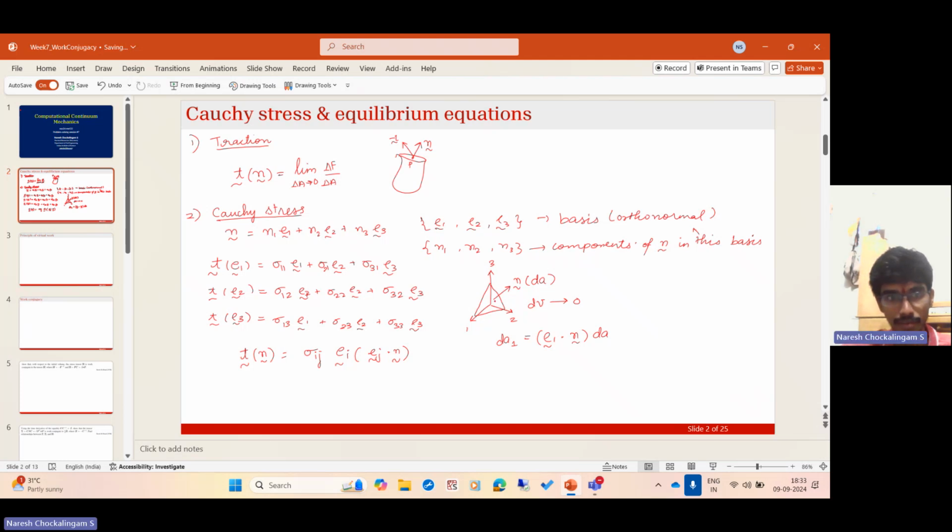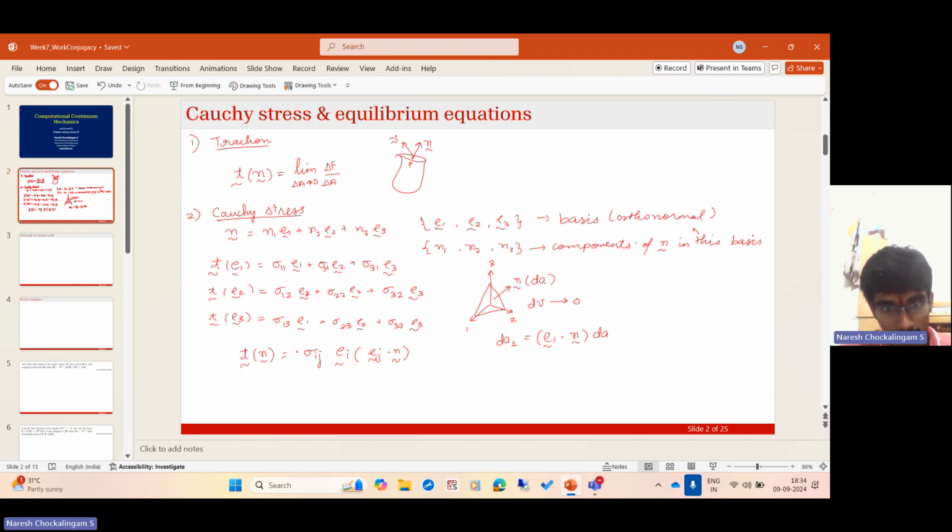So you see where it is getting at. So this is how this factor ej dot n comes here. For more detailed explanation, you can refer to the lecture by the professor.